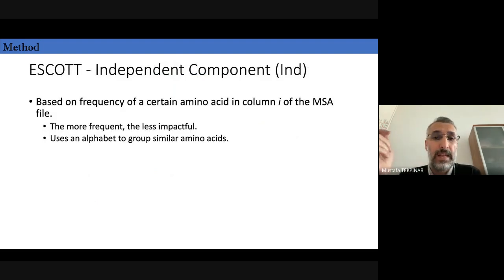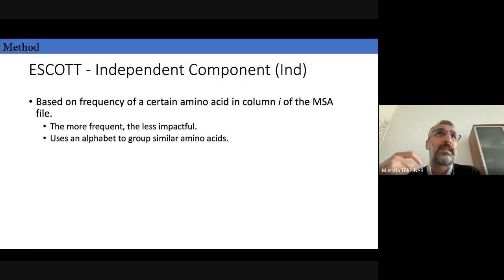So the independent component is actually based on a simple idea. It's based on the frequency of a certain amino acid in a column I, or position I, of an MSA file. The basic idea here is, okay, if in your MSA file you observe in the column that we are interested in, for example, first position, second position, etc., that the amino acid is frequent, then mutating it to that amino acid will not be impactful.